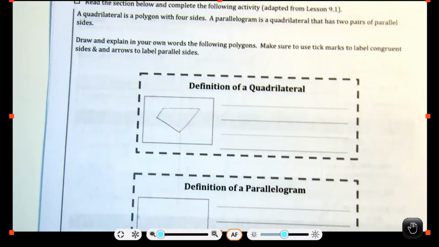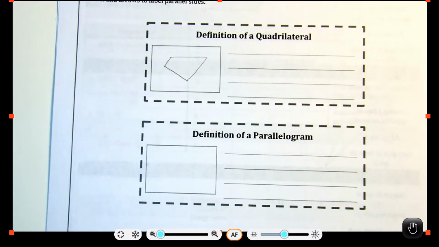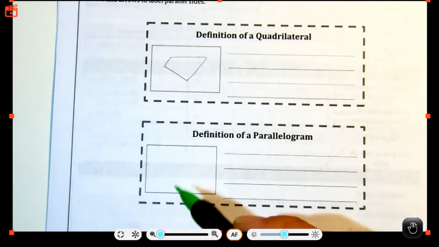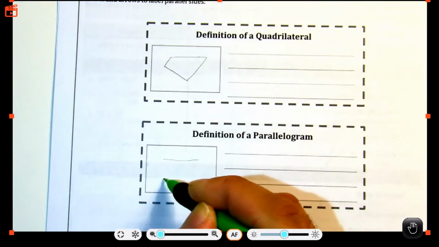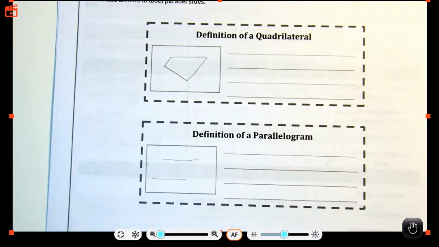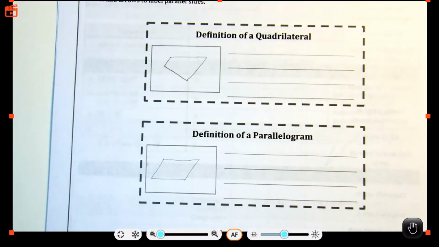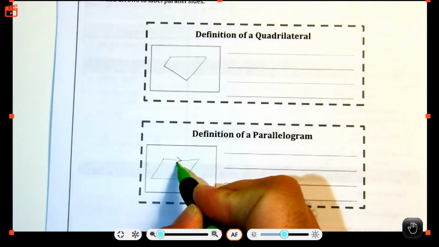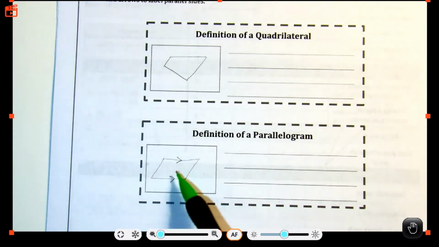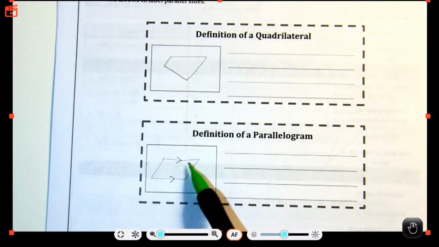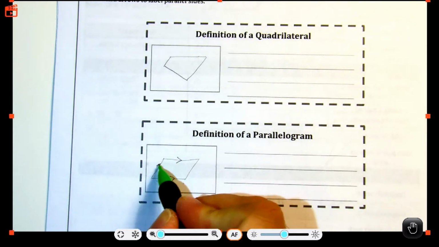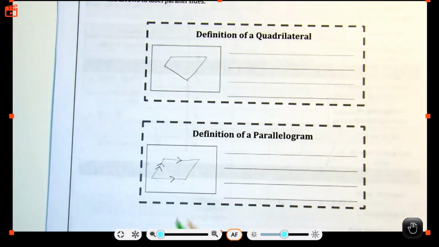Okay. Next, we're going to be talking about a parallelogram. So remember, parallelograms have two pairs of parallel lines in them. So let me draw one pair of parallel lines, and let me draw another pair of parallel lines. Now, when we say something is parallel to each other, we want to use these little arrows. What these arrows tell us is that this line is parallel to this line. And we want to use the same thing, but now with two arrows to show that this line is parallel to this line.